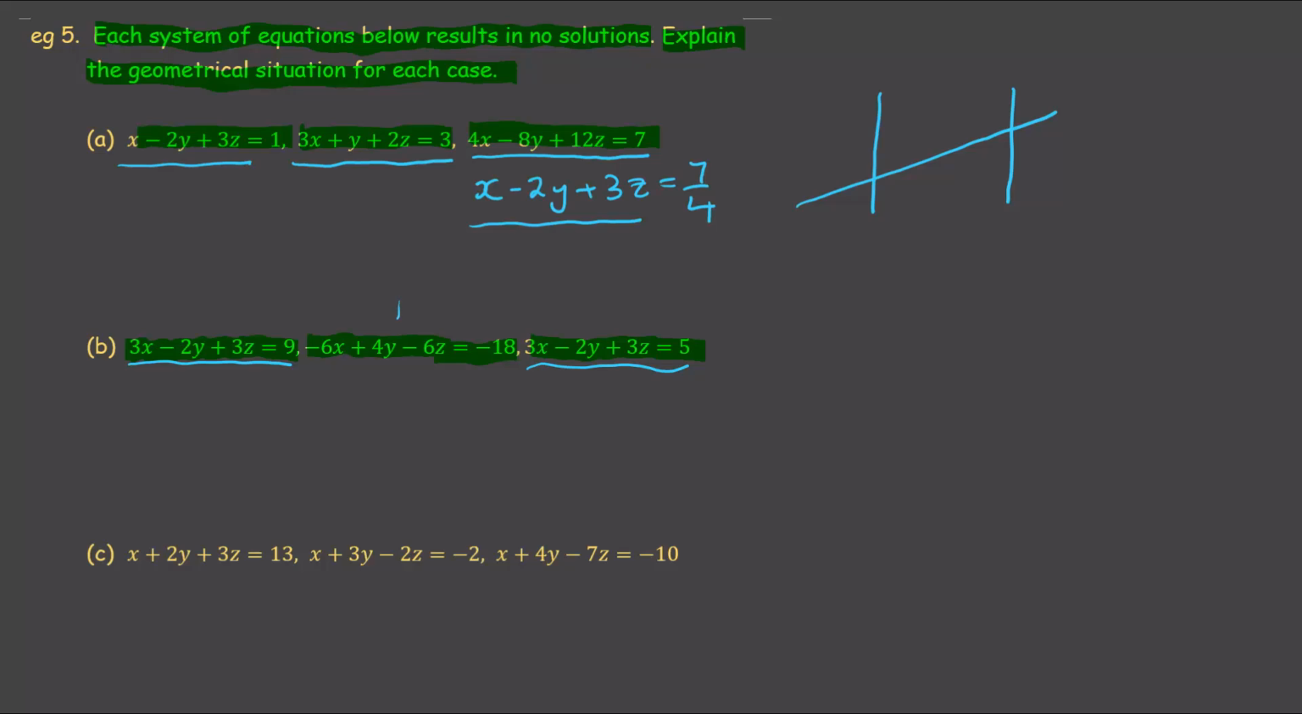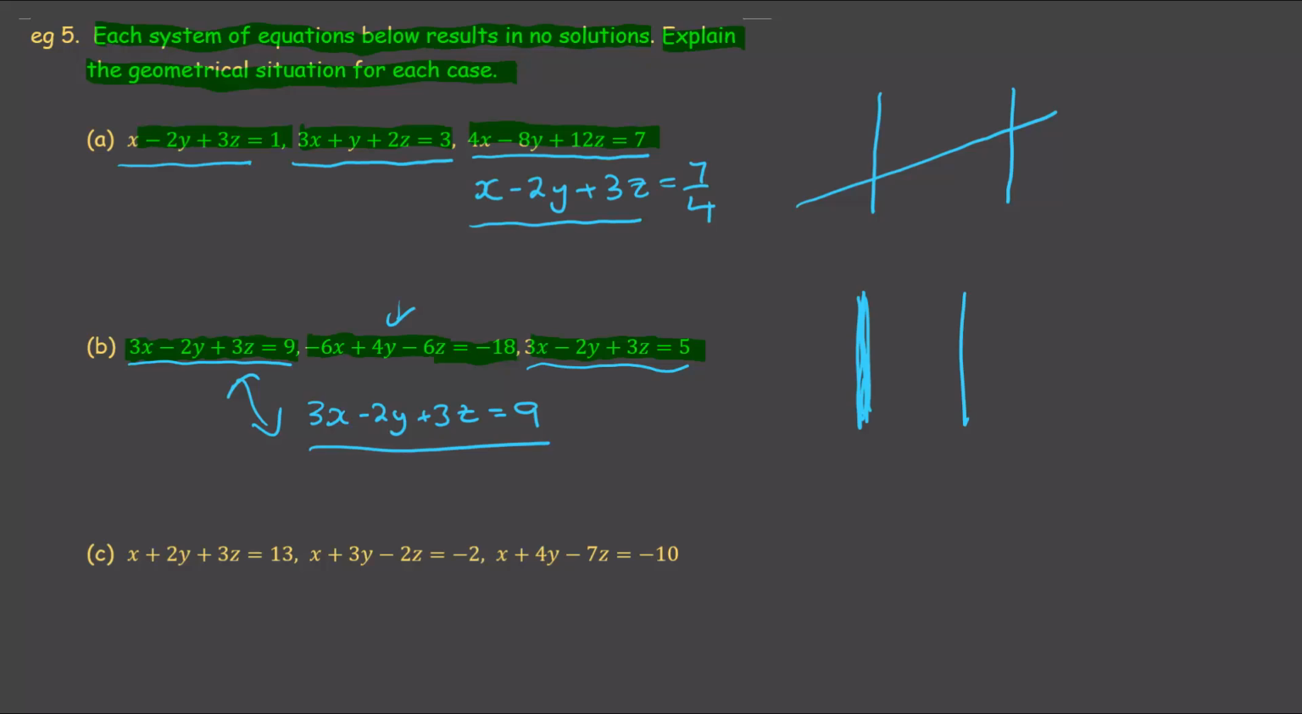If we multiply the middle one by negative half, we get 3x minus 2y plus 3z is equal to 9. So that's the same as this one. So what we've got there is a plane that's listed twice, and then another parallel plane.